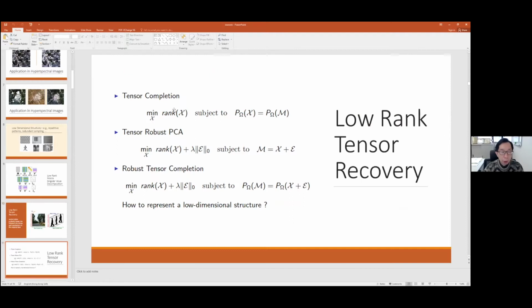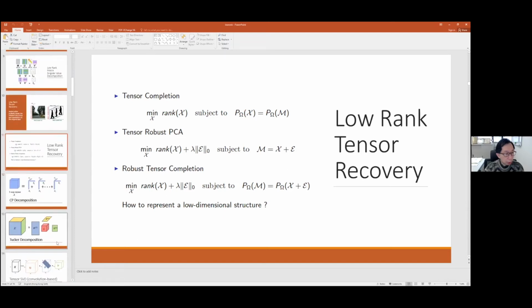So again, the question we still need to answer is how to represent a so-called low dimensional structure. If you want to, similar to the matrix cases, discover this low dimensional structure of the tensor, subject to the given entries, or subject to the decomposition of low rank tensor plus the small arm or whatever, or only partially given some values. So the question is how to represent it.